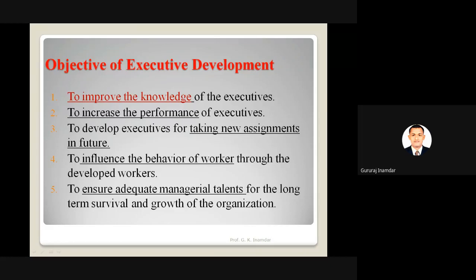So whatever innovative things we are providing, or we are changing the attitude of that employee towards innovation, that will also be development or output of that training. Also, to influence the behavior of workers through the developed workers. Is it right?